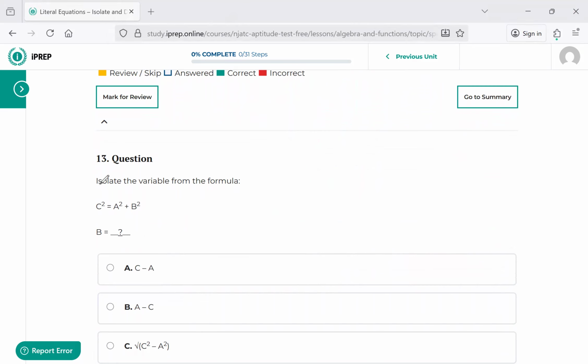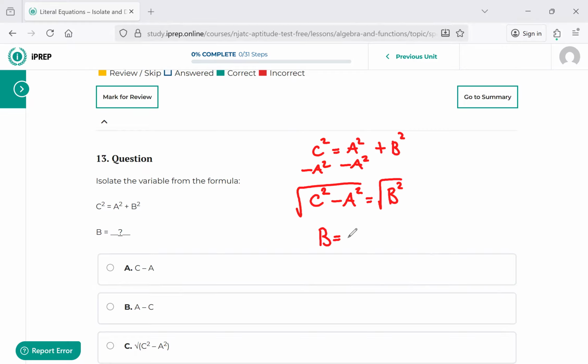13. Isolate the variable from the formula. We have c squared equals a squared plus b squared, and we've got to solve for just b, regular b. So you have c squared equals a squared plus b squared, and you want to solve for b. So what I would do is subtract a squared from both sides. So you get c squared minus a squared equals b squared. Then what I would do is solve for b by taking the square root of both sides. So you get b equals the square root of c squared minus a squared.